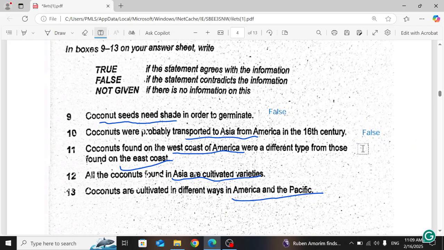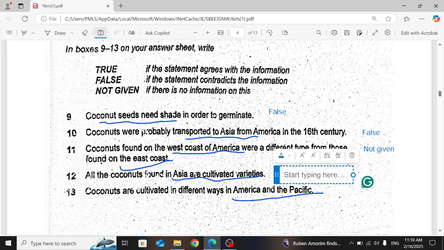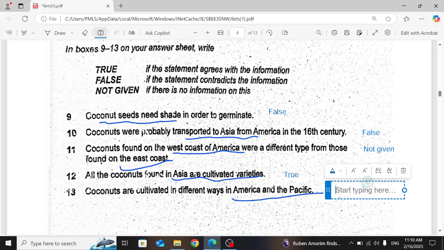false. Coconuts found on the west coast of America were a different type from those found on the east coast. So it's not mentioned in the passage, not given. All coconuts found in Asia are cultivated varieties, meaning they are cultivated by humans. It's true. Coconuts are cultivated in different ways in America and the Pacific. So it's also not given.